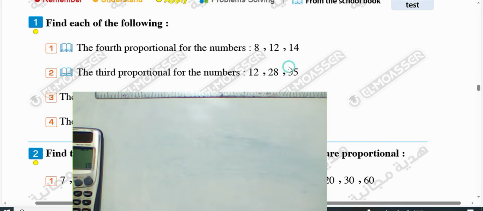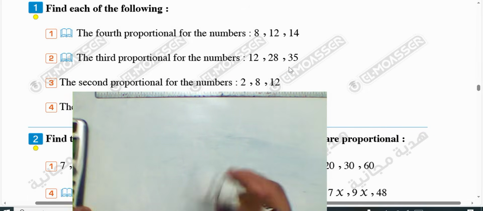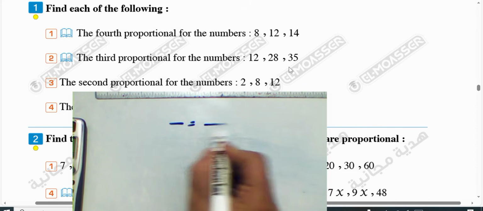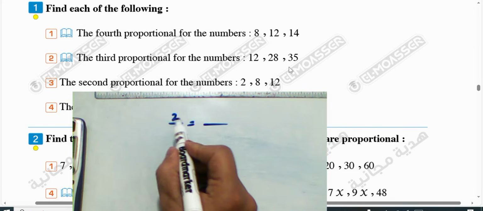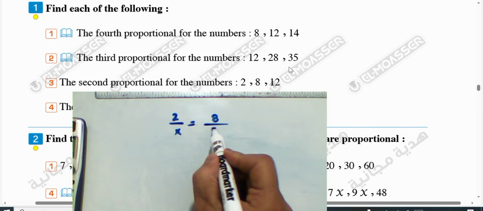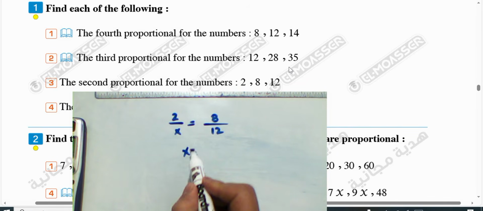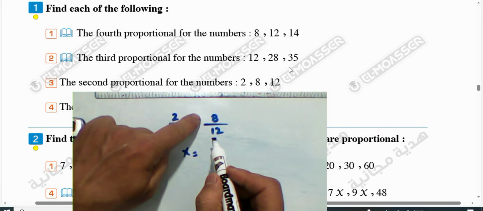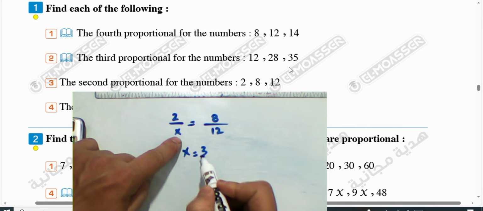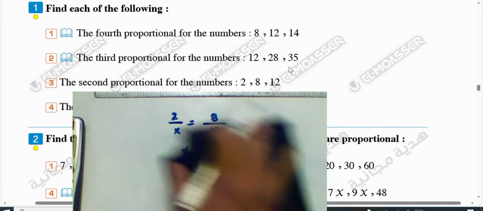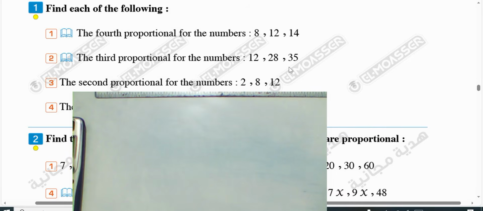Number 3. Second proportional of the numbers, write second like x in the first over second equals third over fourth. 2 times 4 equal 8, then 4 times 3 is 12, then the value of x will be 3. Next question.